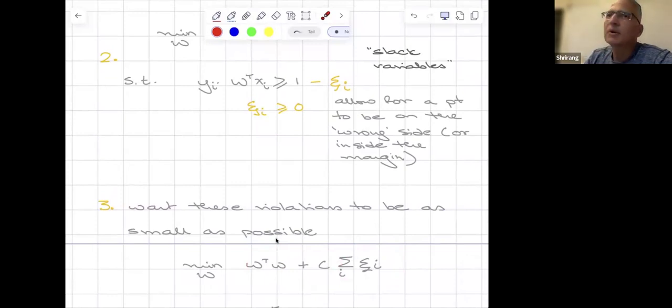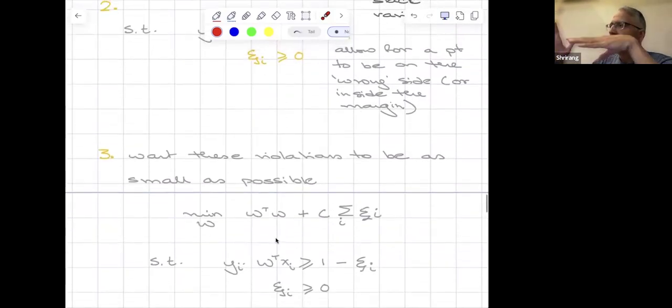Let's think about what that means. I want to minimize W transpose W, plus the sum of psi I. So I want to minimize this whole thing, which means I'm trying to minimize psi I as much as possible. That is a key part, because if I don't put this, then it'll put all the psi I's into the margin, and then there's no meaning to the margin at all. Here it is going to try to balance these two things.